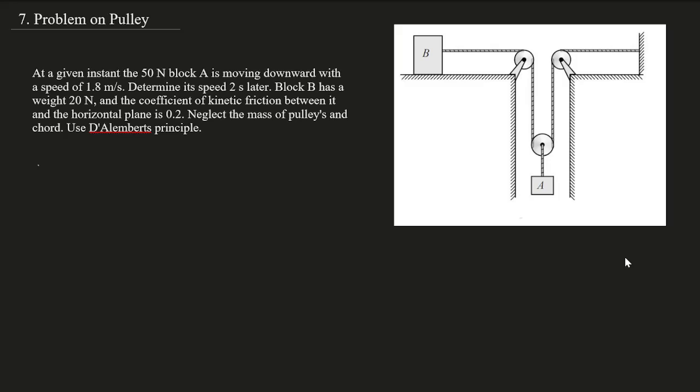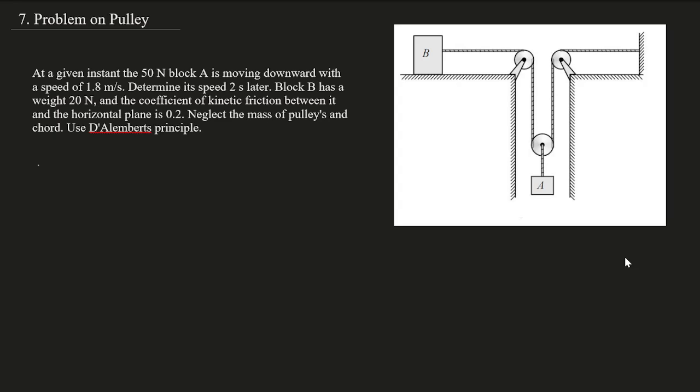In this video, we will see how D'Alembert's principle is used to solve a problem of a pulley. The problem states that at a given instant, the 50 kilonewton block A is moving downward with a speed of 1.8 meter per second. Determine its speed after 2 seconds.